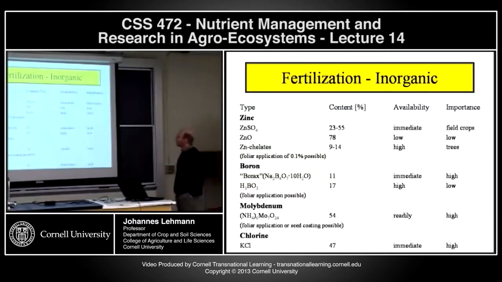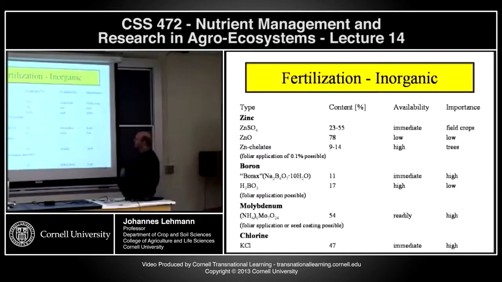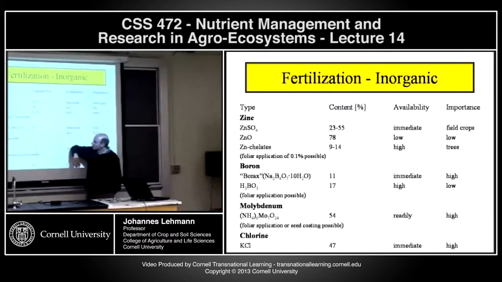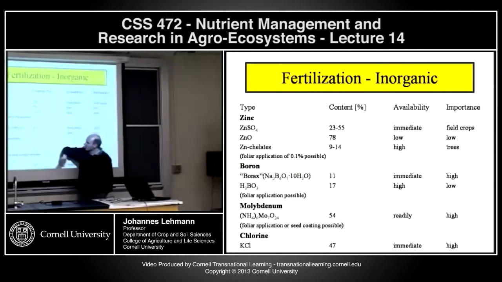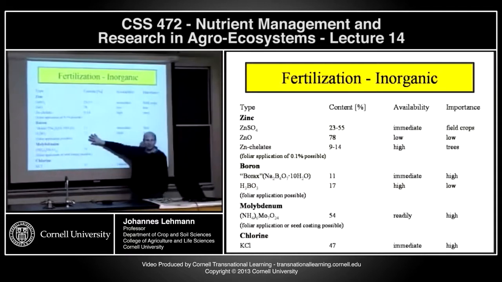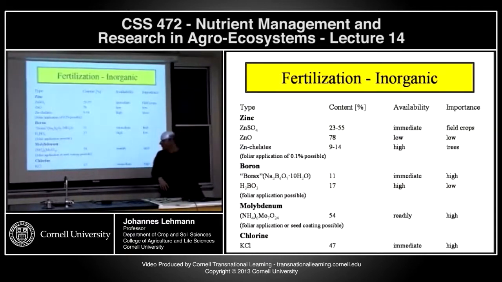Zinc, same story practically. Zinc sulfates have a high importance, and then you have a zinc oxide that usually nobody's using, and zinc chelates then as a foliar application. Boron has some products here, the so-called borax or the boric acid. Also here foliar applications are possible, and very similar story for molybdenum.